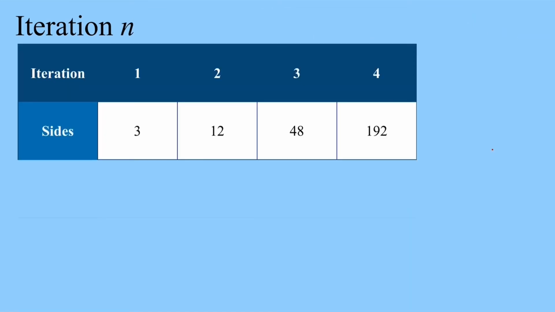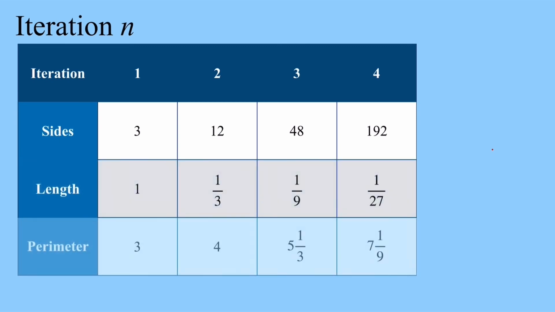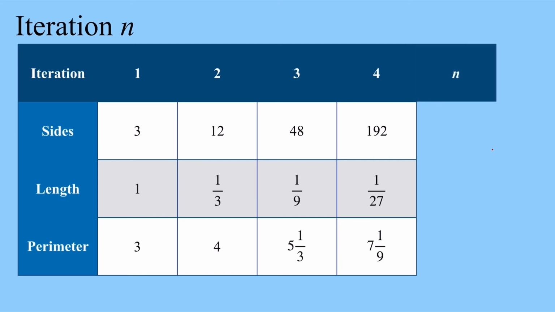So if we consider what we know so far, we know we have numbers of sides of 3, 12, 48 and 192, iteration 1 to 4 respectively. Then we have 1, a third, a 9th and a 27th in terms of side length. And to get the perimeter for these, we just multiply them together. So that will come naturally if we can get an nth term for the rest of them. Now, if we consider the nth term, how many sides will there be? Well, you might notice a pattern here, because 3, 12, 48, 192 is actually just a geometric sequence. We've got times 4 each time.